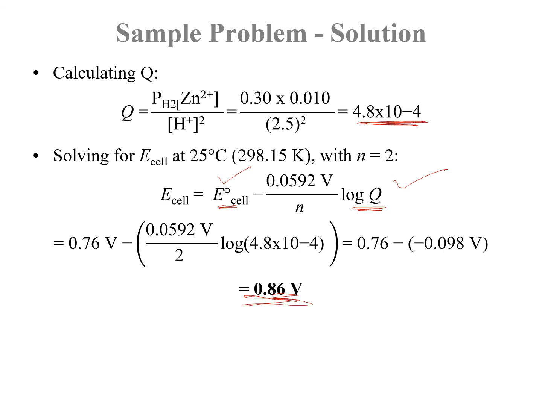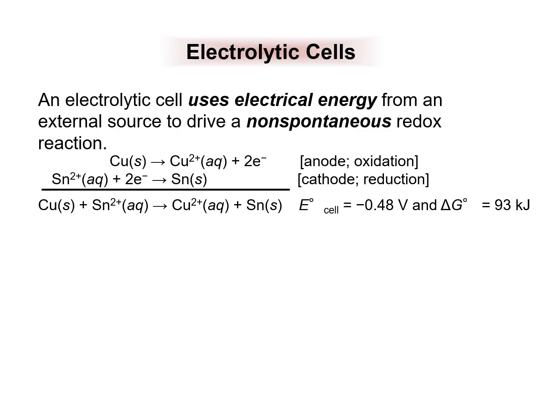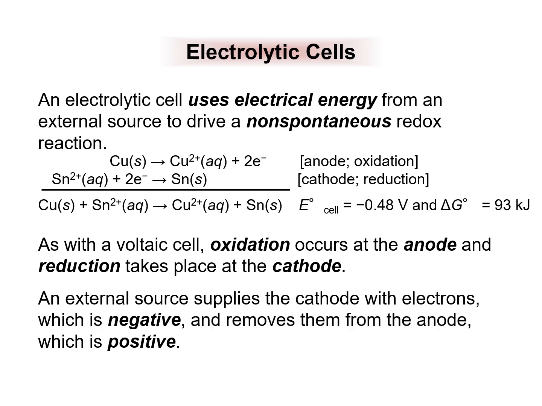Okay. The only thing I'm going to briefly discuss in the next slide or two is electrolytic cells. So I'll give you a brief idea of what electrolytic cells are. Electrolytic cells are exactly opposite of a galvanic or voltaic cell. Okay, so if you remember, galvanic cells are the ones that produce electricity, right?